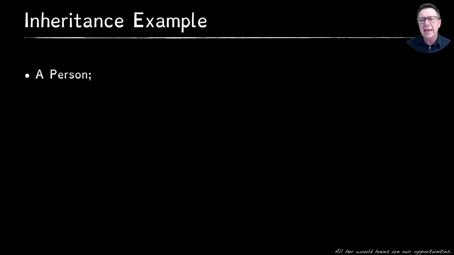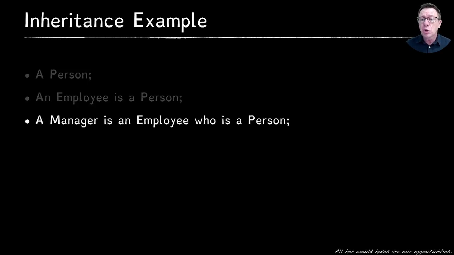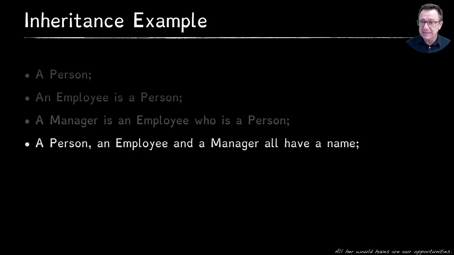Let's have a look at an example. We've got a person. Now, we have a generic person, we have an employee, and an employee is actually a person. We have a manager. Now, a manager is also an employee and a person. Starting to make sense? So a person, an employee, and a manager all have the attribute of a name.